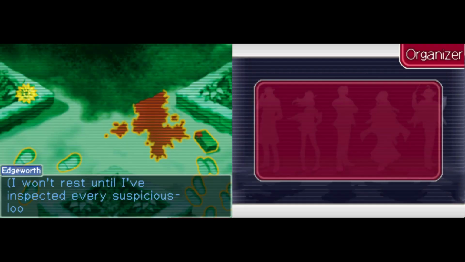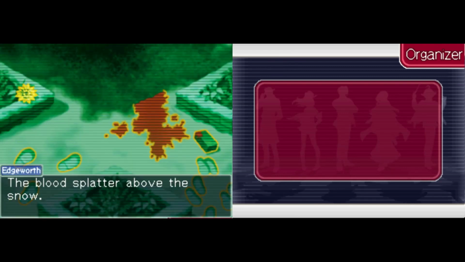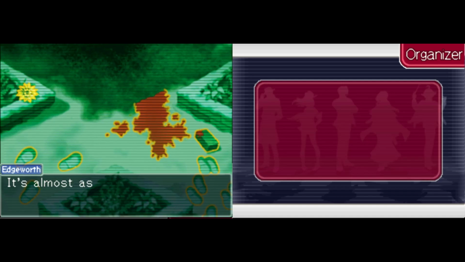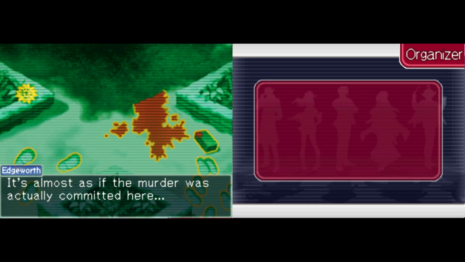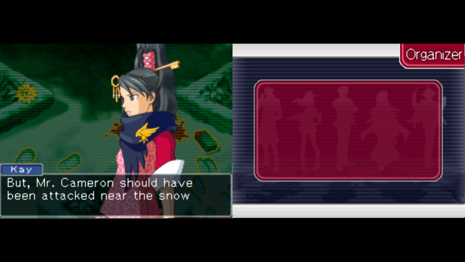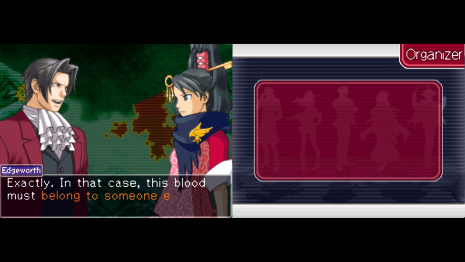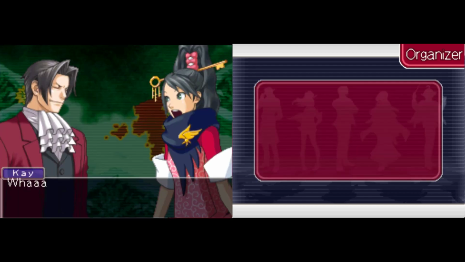I won't rest until I've inspected every suspicious-looking nook and cranny. The blood splatter above the snow. There certainly was a substantial amount. It's almost as if the murder was actually committed here. But Mr. Cameron should have been attacked near the snowman. Exactly. In that case, this blood must belong to someone else.